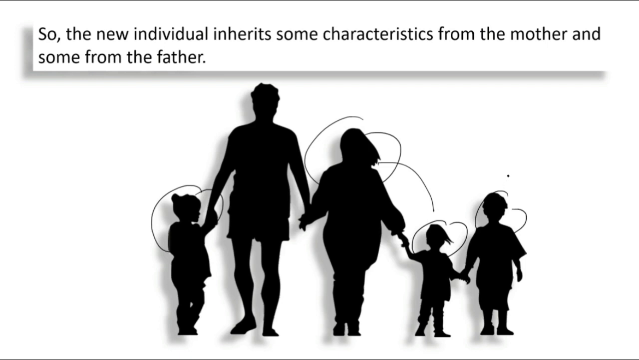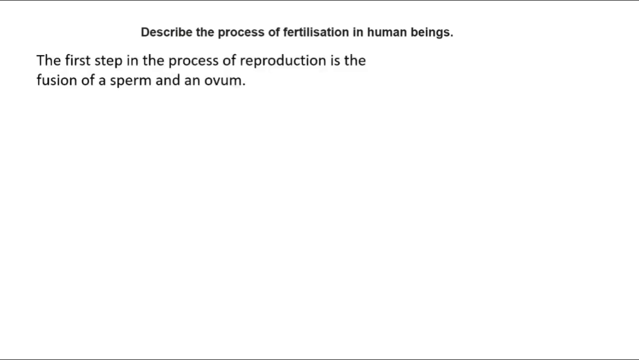Now suppose a question is asked in the examination: describe the process of fertilization in human beings. What should we write? Should we draw a diagram or not? Now we shall discuss. The question is, describe the process of fertilization in human beings, and how can we write answers for this. We have to write always stepwise, point by point, in brief to score marks. The first step in the process of reproduction is fusion of a sperm and egg, right?